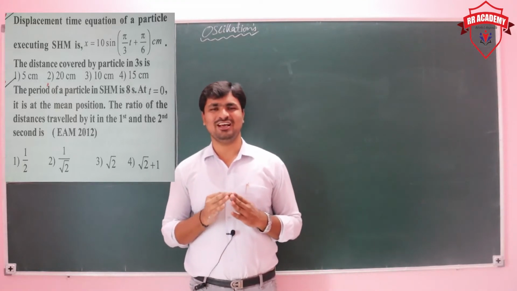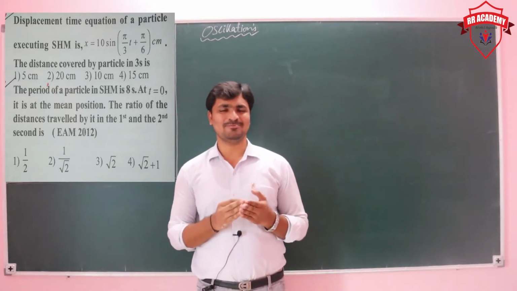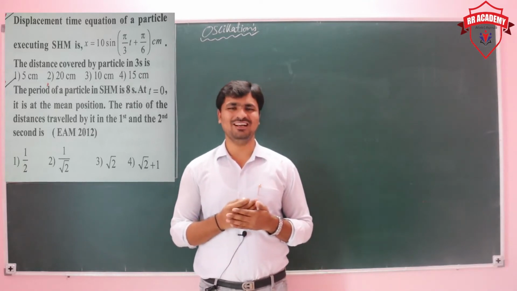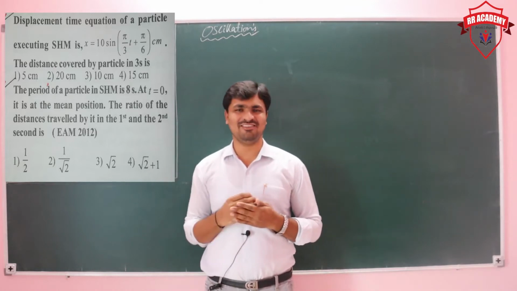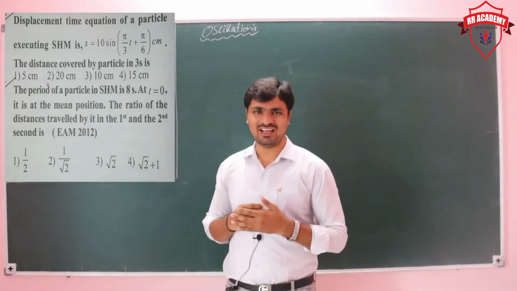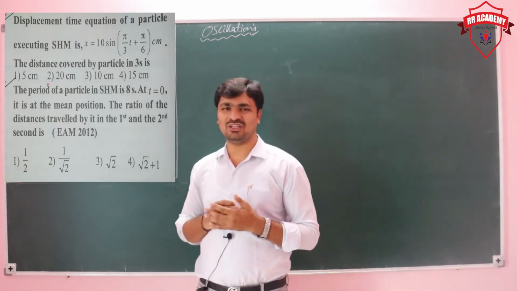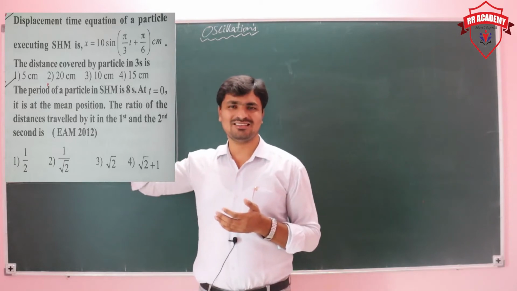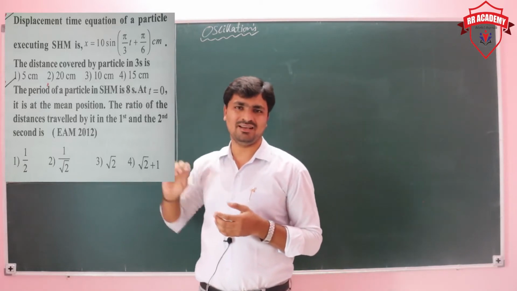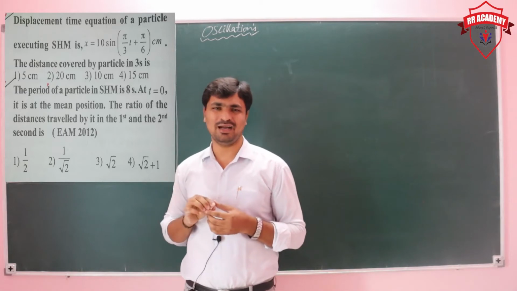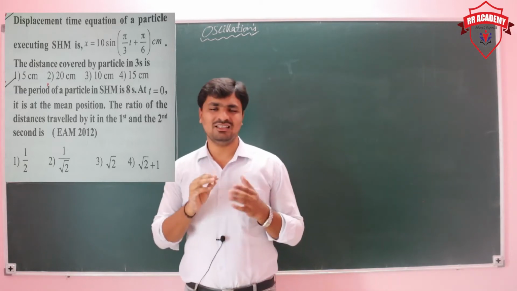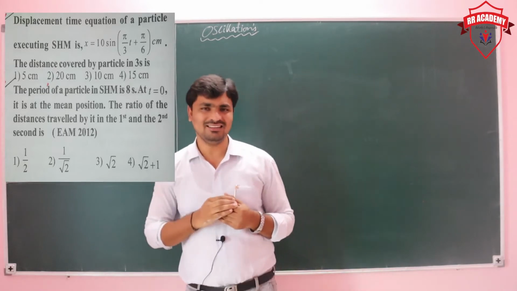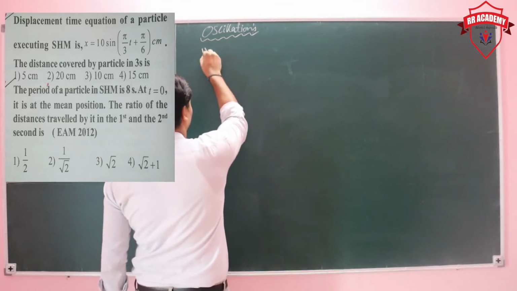In this session we are going to discuss displacement, velocity, acceleration, numerical problems. See here, we have two problems. The first one: the displacement of a simple harmonic particle is x equal to 10 sin(pi by 3 t plus pi by 6). Find the distance covered by the particle in 3 seconds. So let's try to solve that.